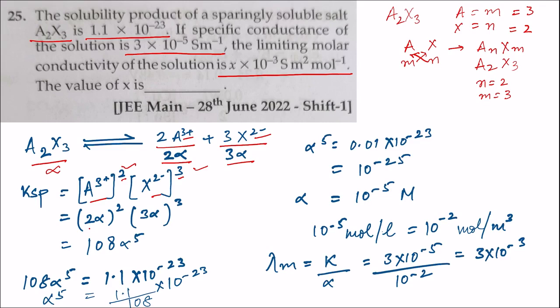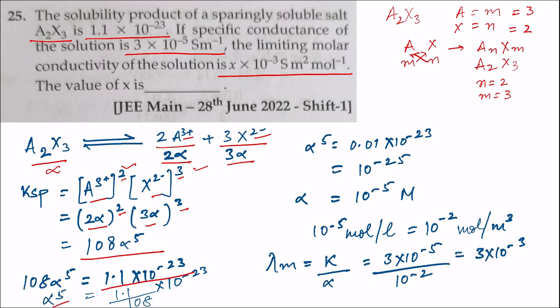The concentration of A3+ ion is 2 alpha, so (2 alpha) raised to the power 2. The concentration of X2- ion is 3 alpha, so (3 alpha) raised to the power 3. Solving, the Ksp value is 108 alpha raised to the power 5. And this is equal to 1.1 into 10 to the power minus 23, as given in the question.